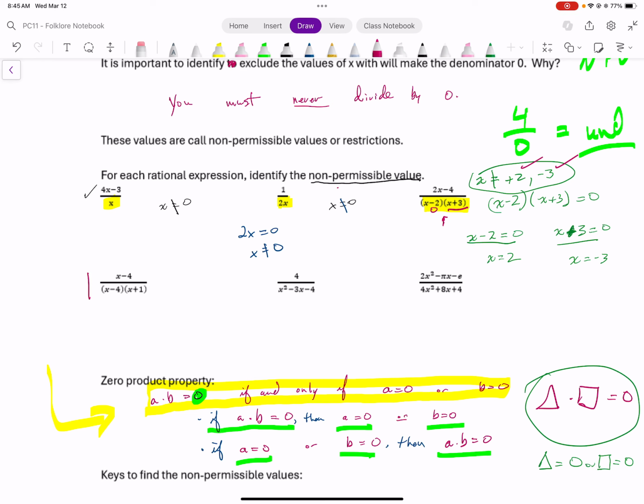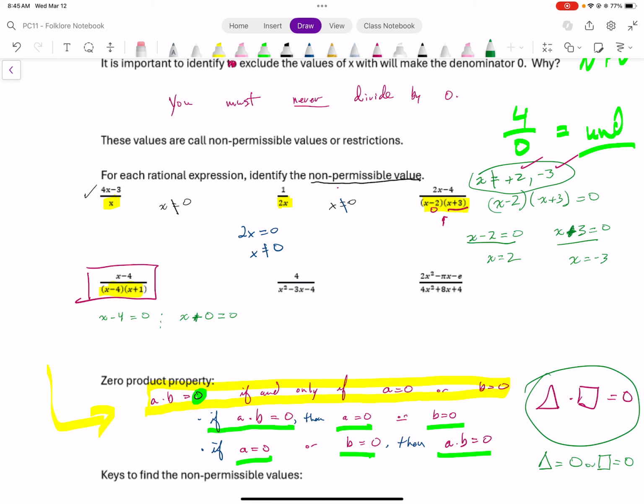Similarly, let's go on to this next example. So my restrictions, my non-permissible values, this is the price to pay to even get into the conversation of rational expressions. That denominator is equal to 0 when x minus 4 is equal to 0, or when x plus 1 is equal to 0, using the zero product property.